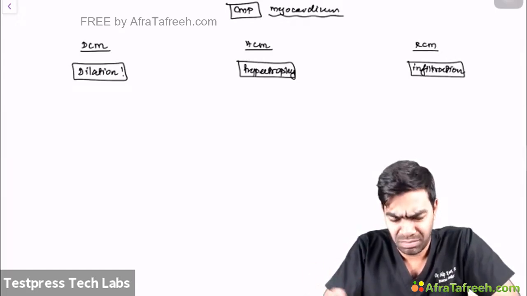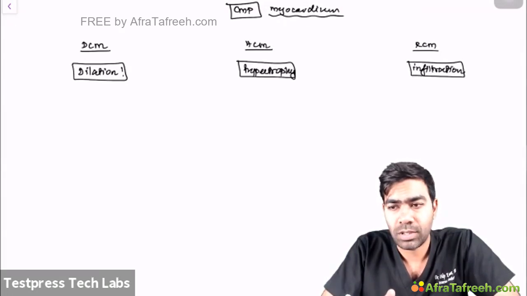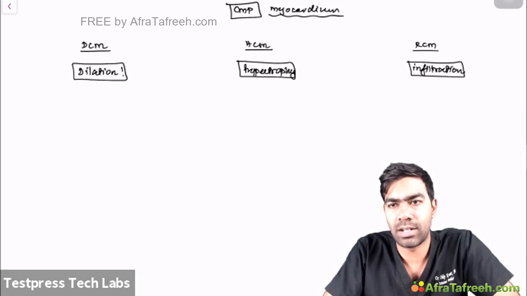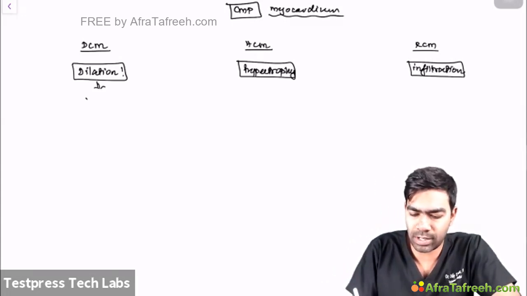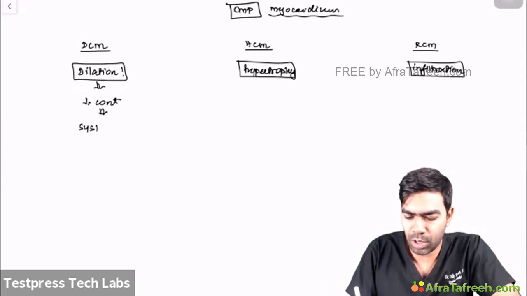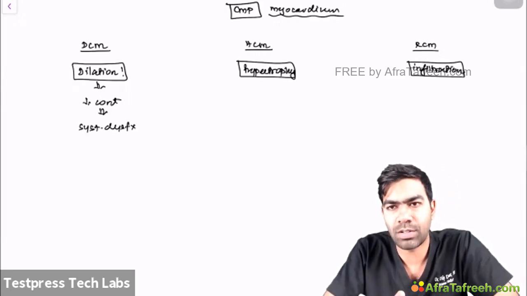I'm going to tell some of the causes that are going to be associated with dilated cardiomyopathy. First of all, you need to understand that there will be ventricular dilatation, and because of that there will be reduced contractility, which means this is a problem of systole. So predominantly these patients will be experiencing systolic dysfunction. That's because of the dilated heart and reduced contractility.